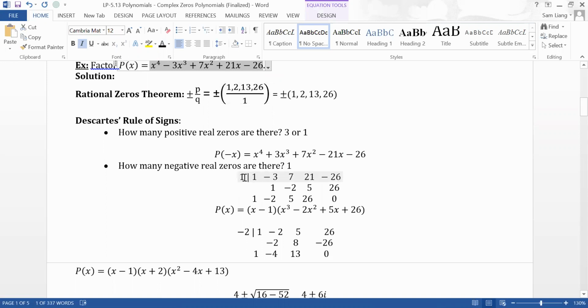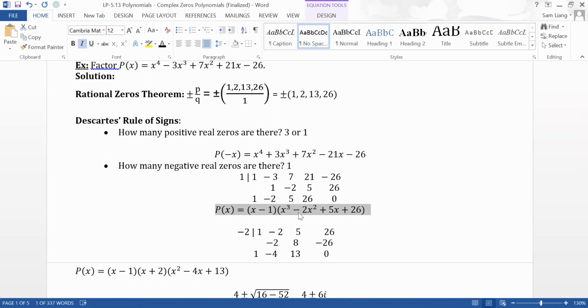So first, I did synthetic division, right, for the number 1. And remember, we want to use the coefficients of the original polynomial, p of x. So that will be 1, negative 3, 7, 21, negative 26. And then the synthetic division will yield the bottom row to be 1, -2, 5, 26, 0, which means that 1 is, in fact, an x-intercept or a 0 of p of x, which means we'll have x minus 1 times x cubed minus 2x squared plus 5x plus 26.